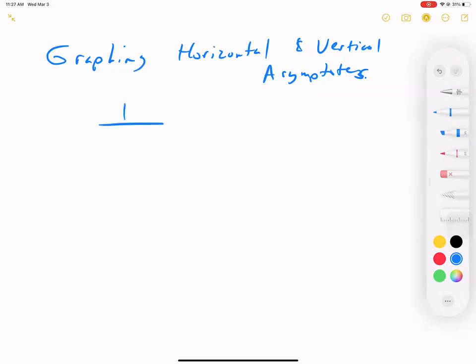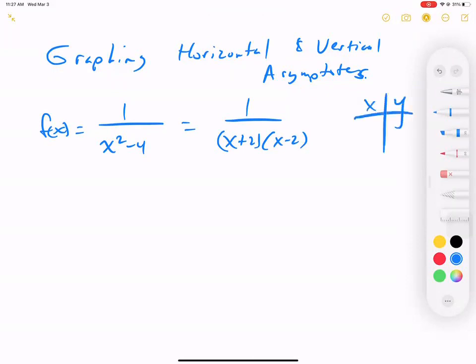The example is 1 over x squared minus 4, which can be factored to be 1 over x plus 2, x minus 2. Okay, probably a problem that we've seen before. And we're asked to graph this function. And we could start just plugging numbers. We could create a t-table and start plugging numbers all day long. But that's not our goal.